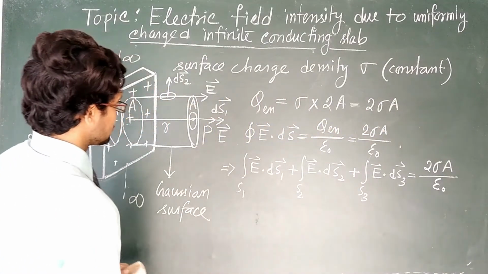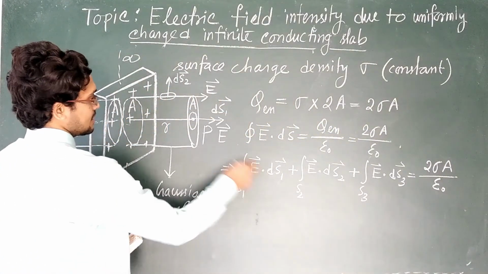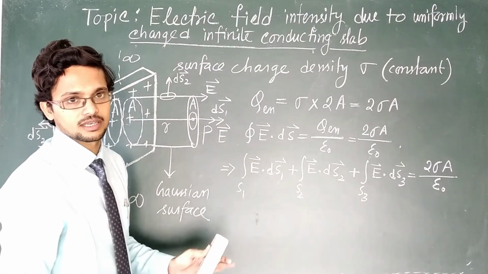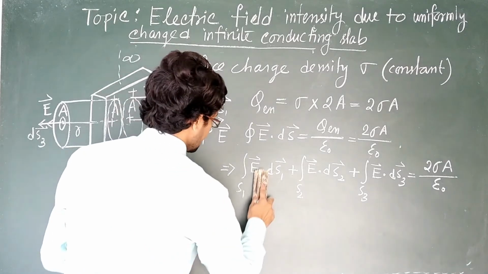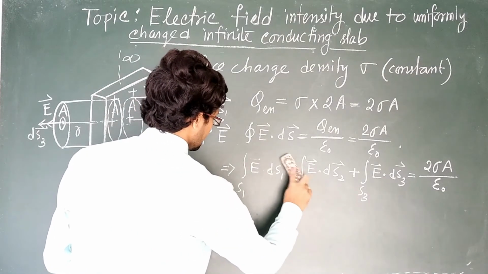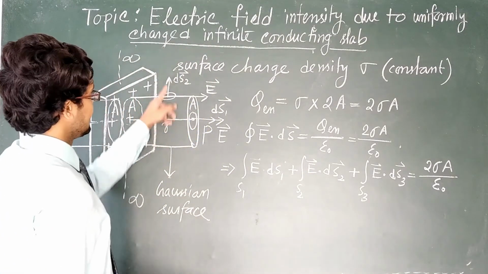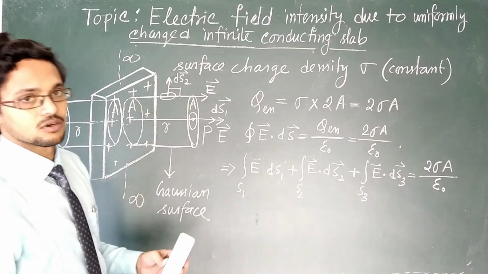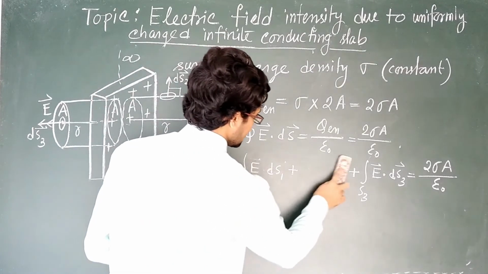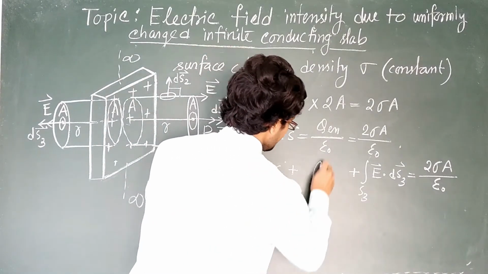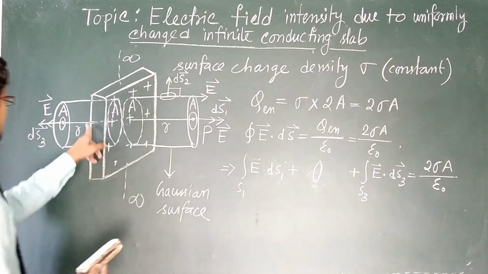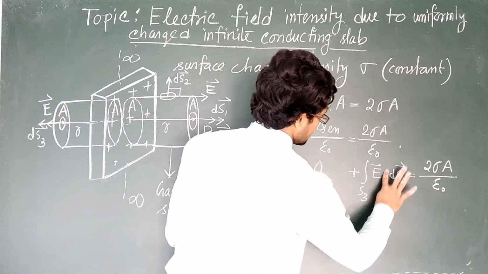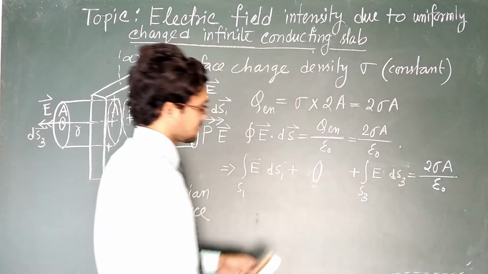Okay. So here E and ds1 are in the same direction, that means 0 degree, and dot product cos 0 degree, that is 1. I am not writing it here again. So E dot ds1 only. ds2 and E are in perpendicular directions, so cos 90 means 0. So again it will be 0. And the third one is again along the same direction, E and ds3, so it will be only E and ds3.